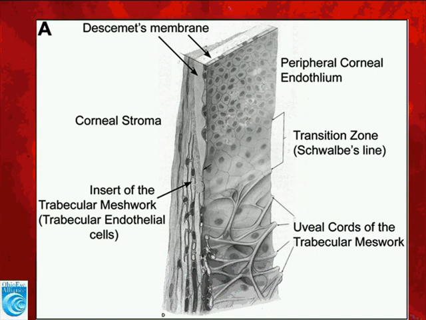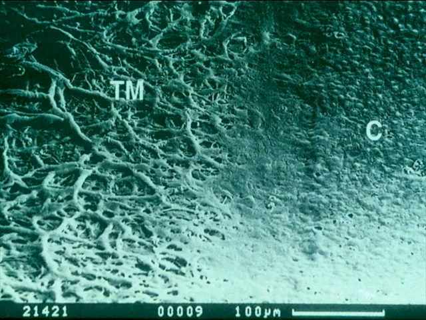Here's another depiction of the termination of Descemet's membrane, this transition zone to trabecular meshwork called Schwalbe's line, and corneal stroma peripheral to the corneal endothelium. Here's another scanning electron micrograph with corneal endothelium on the right, trabecular meshwork on the left, and this transition zone or Schwalbe's line running down the center of the slide.